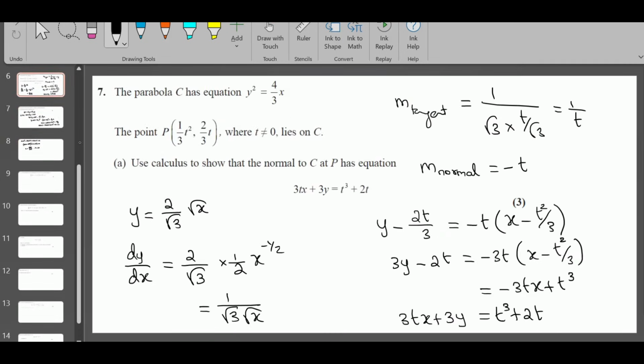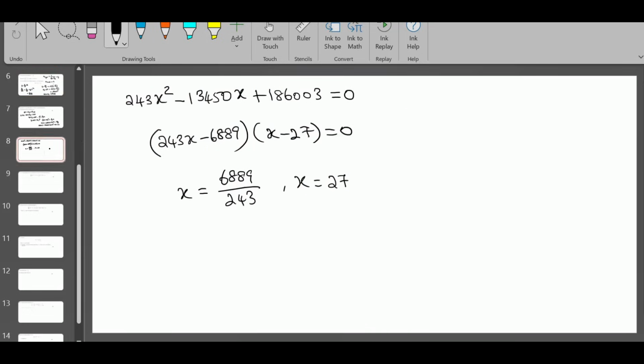If x is 27, if t is 9, 9 square over 3 is 27. So the x coordinate 27 is basically the x coordinate of point P. So don't take 27, take this point. So x is equal to 6889 over 243.